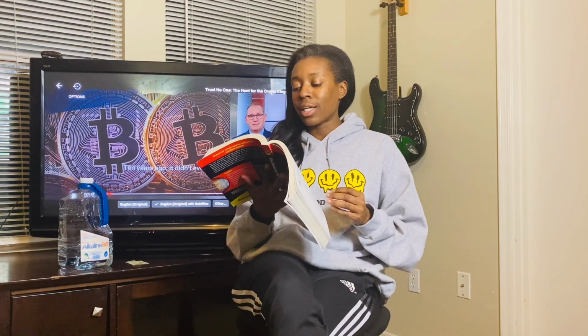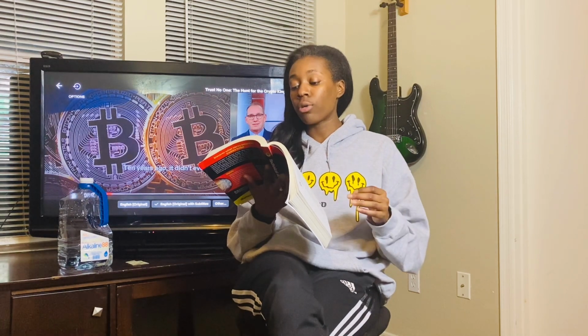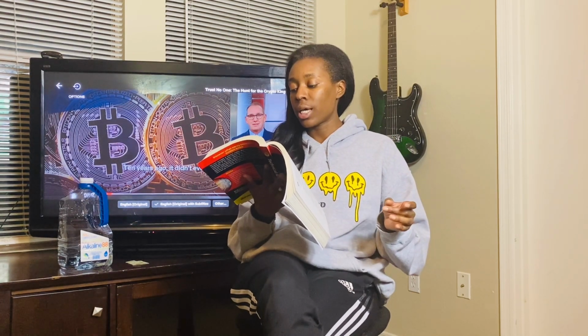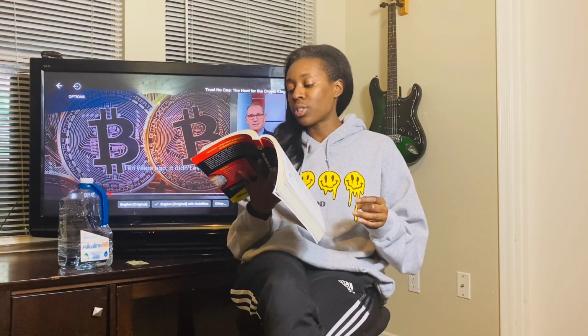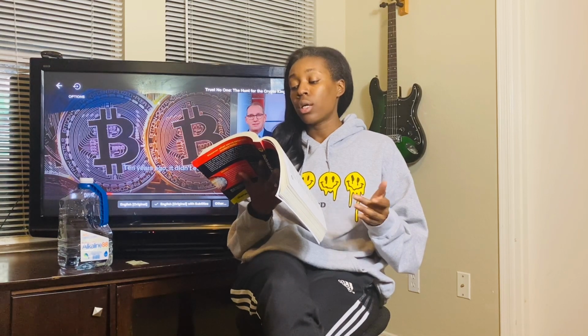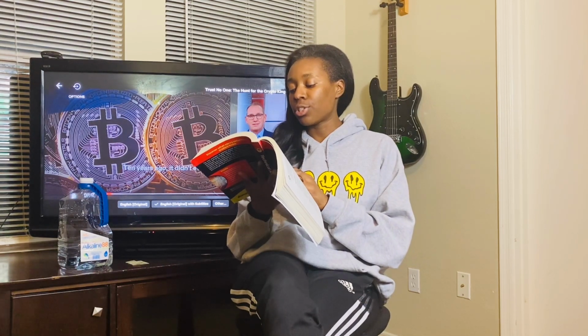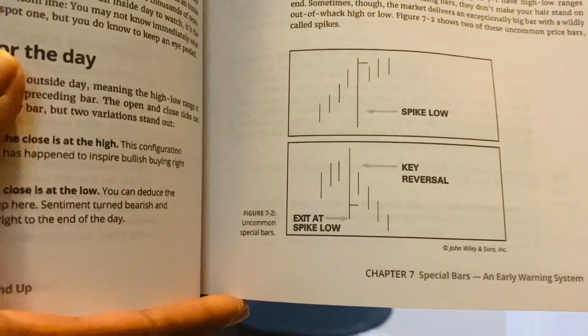While the inside day and the outside day in figure 7-1 have high-low ranges noticeably different from the preceding bars, they don't make your hair stand on end. Sometimes, though, the market delivers an exceptionally big bar with a widely out-of-whack high or low. Figure 7-2 shows two of these uncommon price bars called spikes.